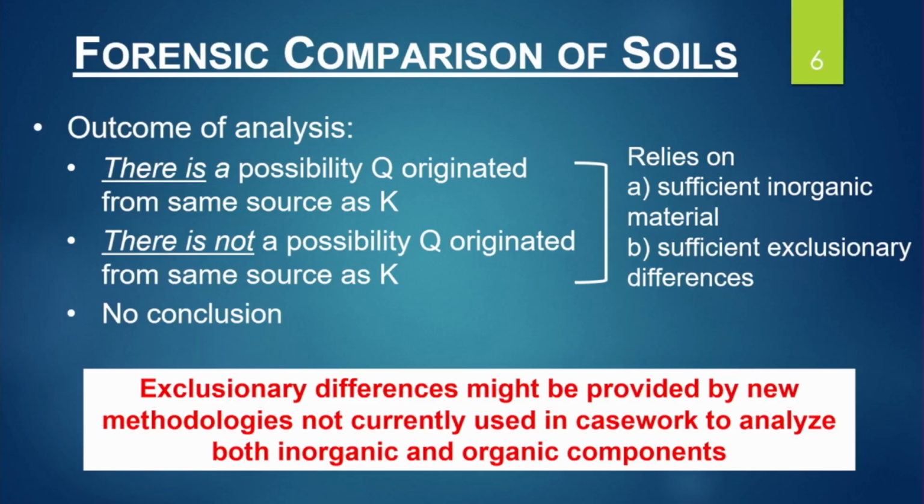In order to make any of those conclusions, this relies on having sufficient inorganic material for the examiner to analyse, and also exclusionary differences. And so there are some situations where there may not be sufficient inorganic material or exclusionary differences. However, there are new methodologies that are currently not used in forensic science, but used in other scientific disciplines that could be helpful for analysing both the inorganic and the organic components to help get at those exclusionary differences.